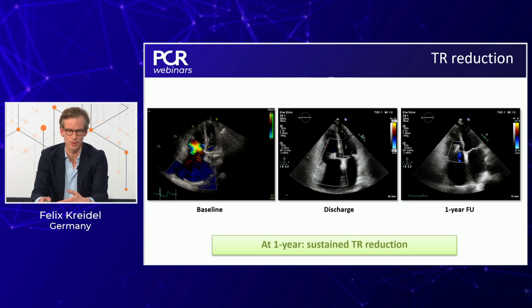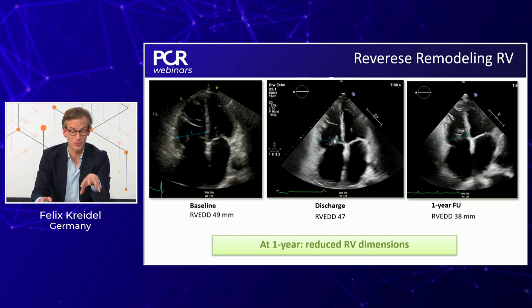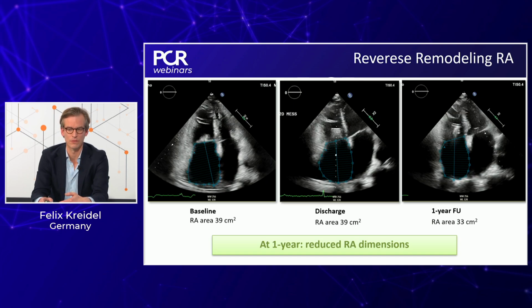We considered this to be mild. And if we try to objectify reverse remodeling of the right heart chambers, I'm presenting you here basal diameters. Remember, we had close to 5 centimeters at baseline, and after 12 months it was less than 4 centimeters, so significant RV reverse remodeling. And the same held true for the RA, not as pronounced, but also significantly documented.